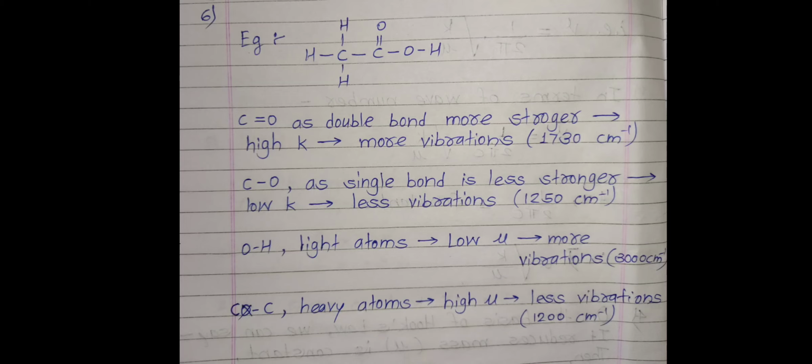Then second, carbon single bond oxygen, a single bond, is less stronger. How will it be? A single bond is less stronger, so low K value. Less stronger, low K value, less vibrations. More stronger, high K value, more vibrations. Less stronger, low K value, less vibrations in carbon single bond oxygen, and its IR range is 1250 centimeter inverse.